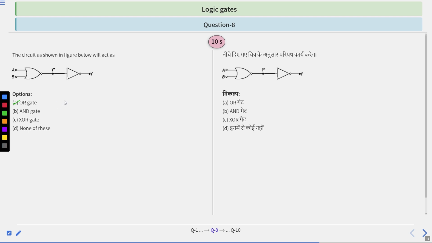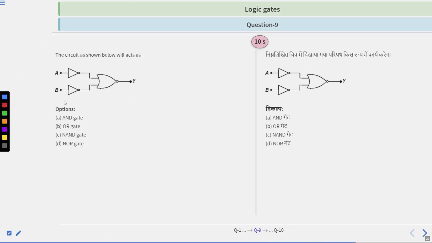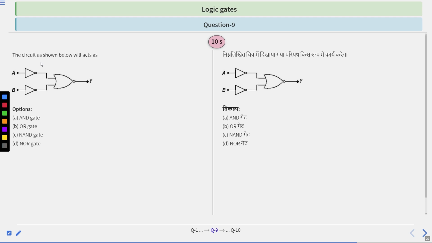Next question. Question 9. The circuit as shown below will act as what? Option A is AND gate, option B OR gate, option C NAND gate and option D NOR gate. So which option is correct? You have 10 seconds to solve this question. After 10 seconds, we will provide the solution of this question.